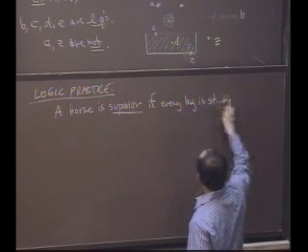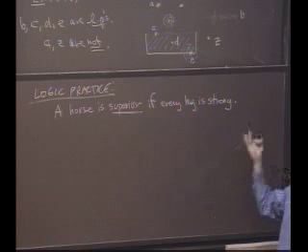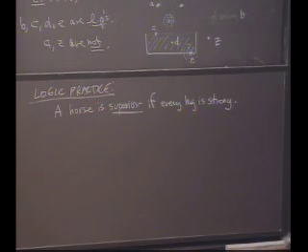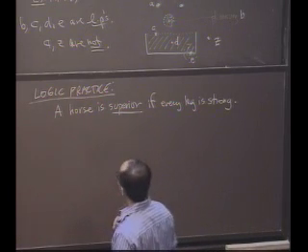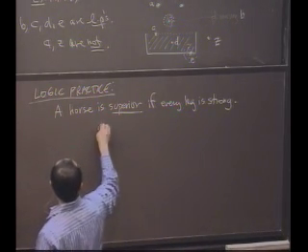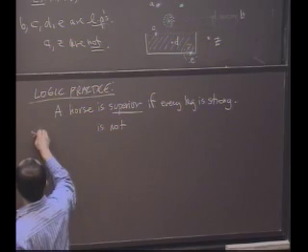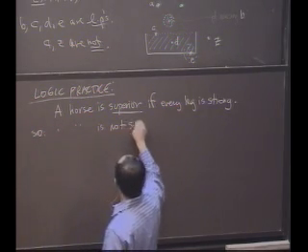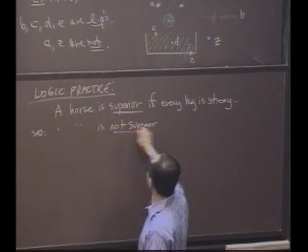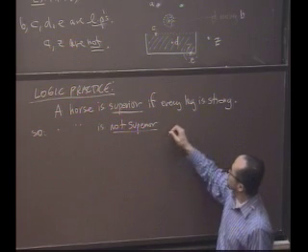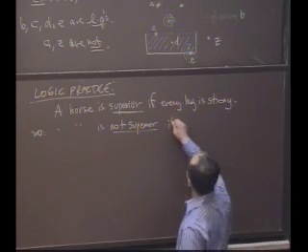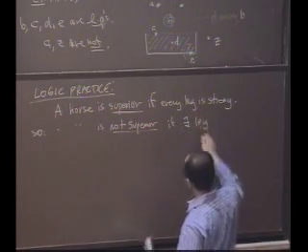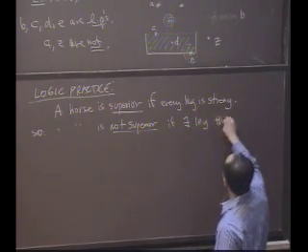Now I just made up this definition. It's not something that horse people normally use. A horse is superior if every leg is strong. So a horse is not superior, not to be confused with supremum. How would I negate this? Good. If there exists a leg that's not strong.